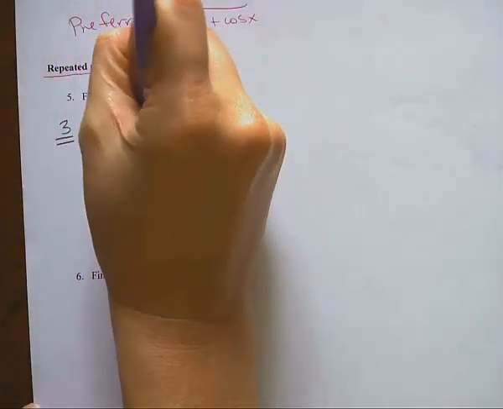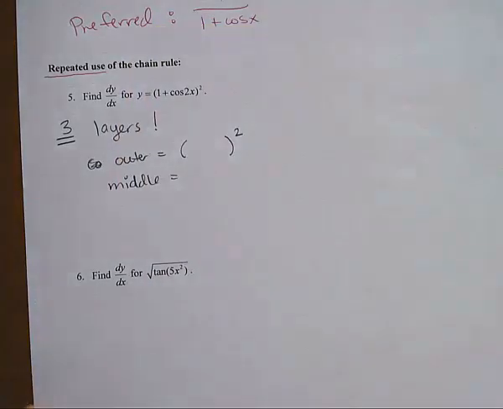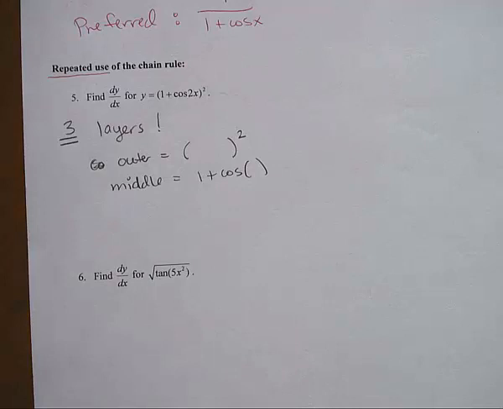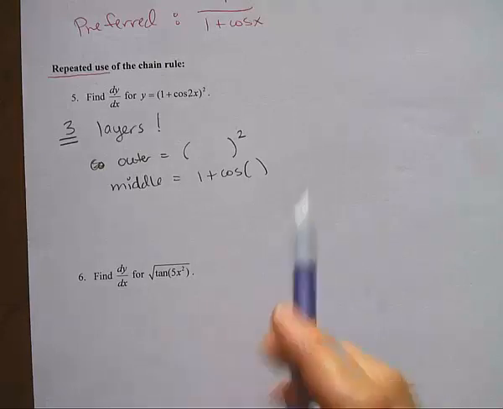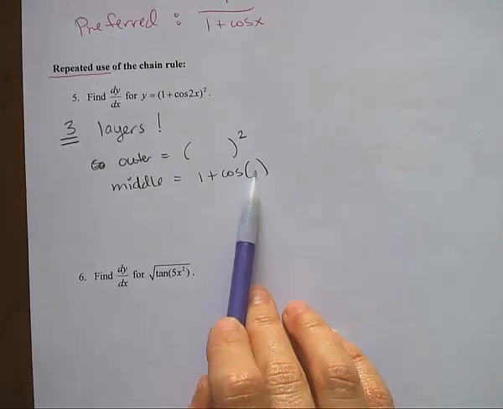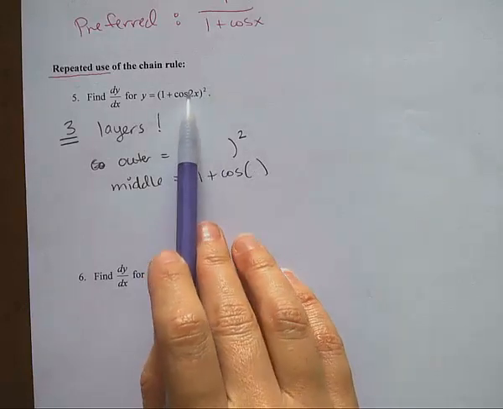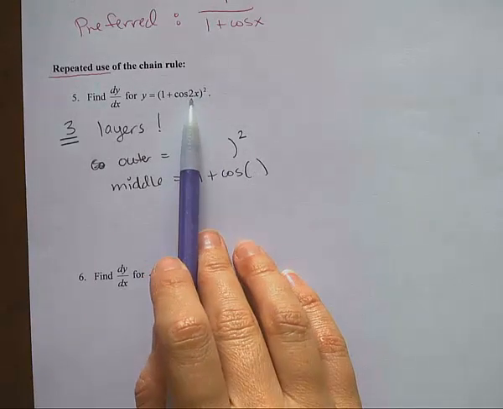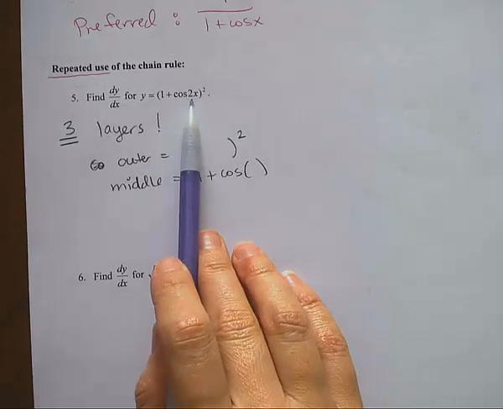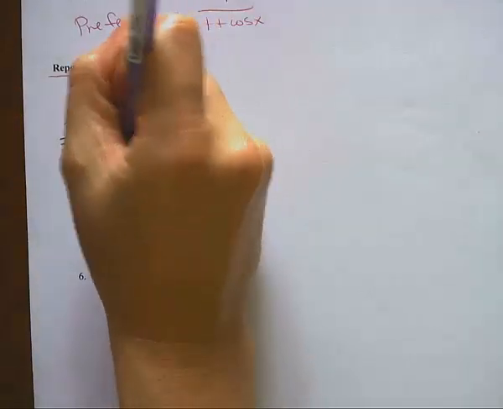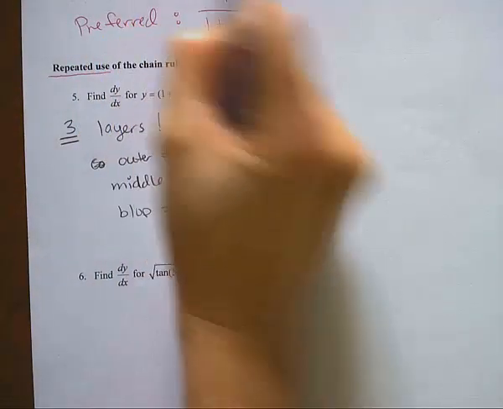But then you have a function in the middle. You've got 1 plus cosine of blop. And what makes something a blop is if it's a function of x. So if you have something other than just x on the inside, that's a blop. And this is a little blop, it's just 2x, but it's not just x by itself, it's 2x, that qualifies it to be a blop. So then that blop is 2x.